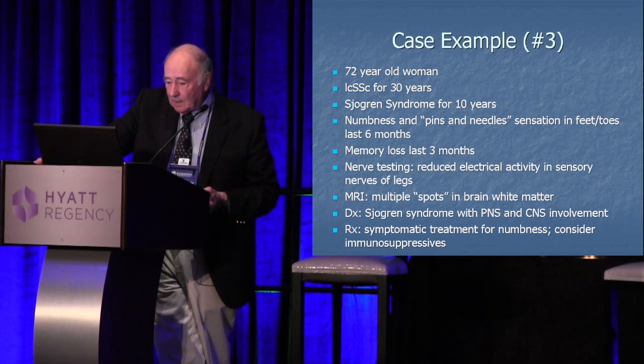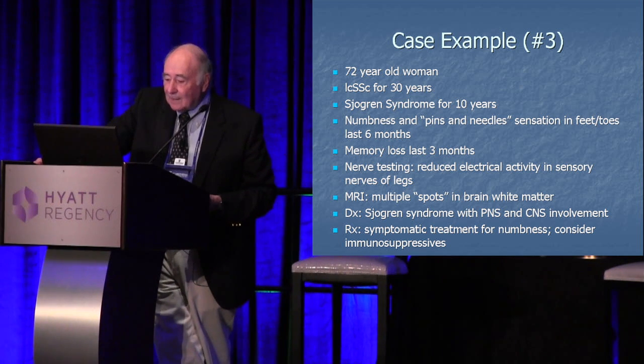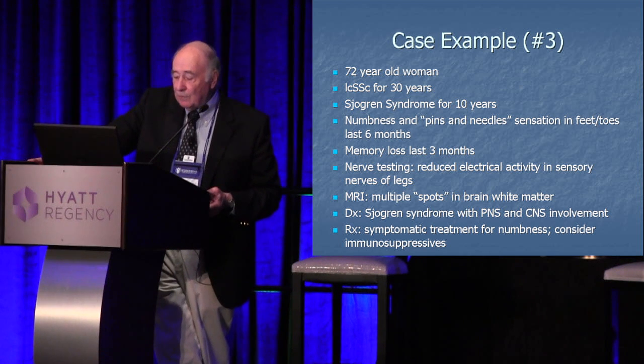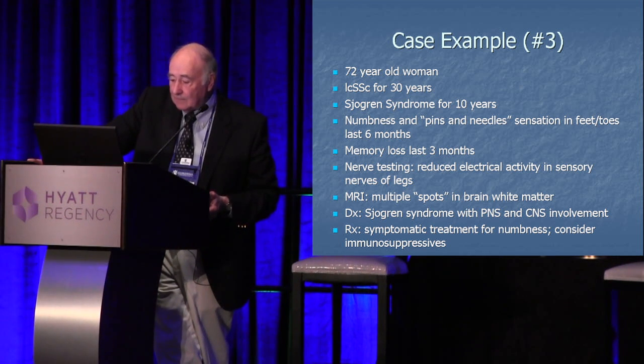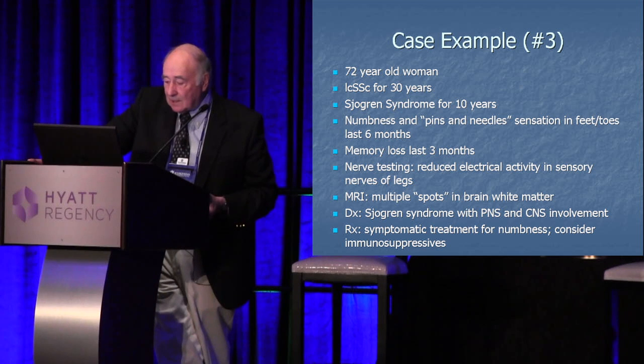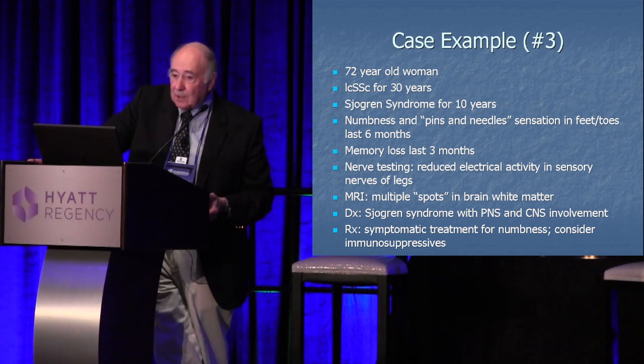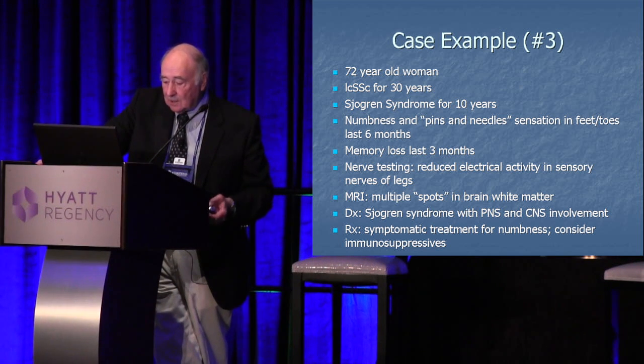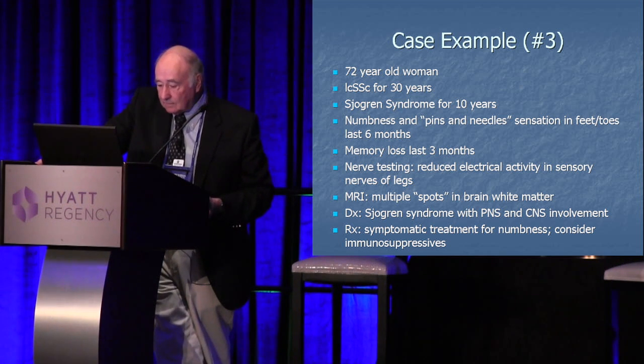Okay, here's a third one. An older woman, I shouldn't say older, should I? Limited disease for many years, along with Sjogren's, numbness and pins and needle sensation in the feet and toes, memory loss. Now think about which nervous system is affected: the peripheral, right, feet and toes, the central nervous system with memory loss. Nerve testing showed that there was something wrong with the nerves of sensation in the legs, and an MRI of the brain suggested that there were multiple abnormal spots in the white matter part of the brain.